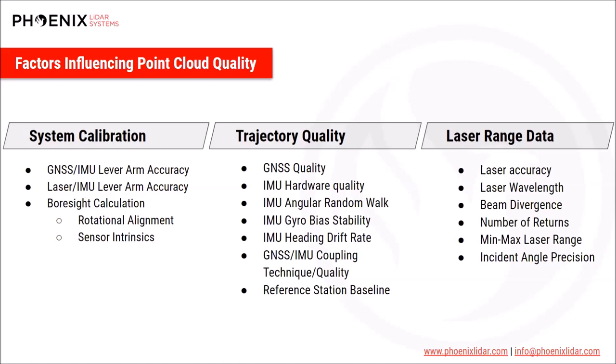And on top of that, this seems like the most obvious one, but I say it last because these first two are of utmost importance as well: the actual laser range data or laser quality. What's the actual laser accuracy and precision from the manufacturer? Laser wavelength has a huge effect on how the laser interacts with different features and the precision from those features, as well as the beam divergence, number of returns, laser range, as well as the scan angle precision.